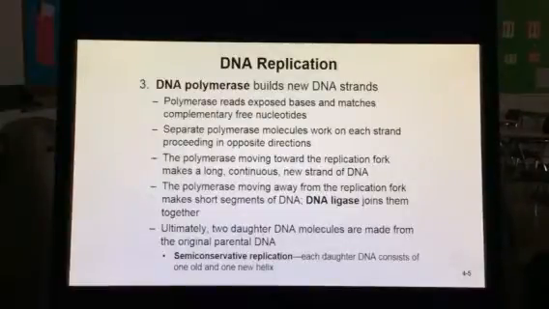This does occur in little sections on one side of the DNA. And so on that side, another enzyme needs to join in, and that is called DNA ligase. This enzyme joins those short segments of DNA into one continuous segment. Ultimately, at the end, 2 new DNA molecules are made from one original DNA. This is called semi-conservative replication. That's because each new DNA consists of one original strand and one new strand that has just been made with the DNA polymerase.